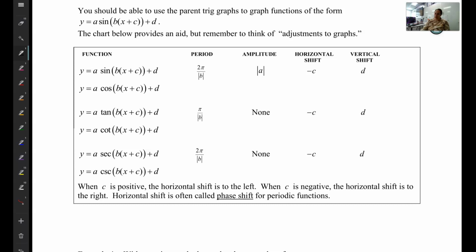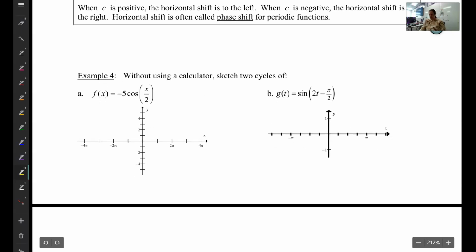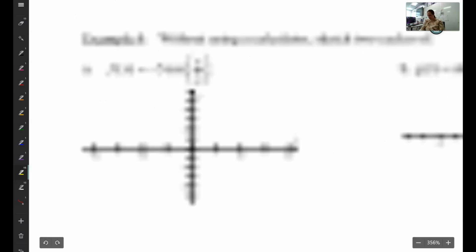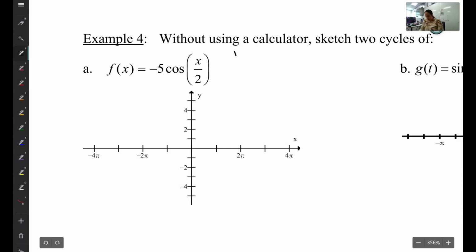Let's talk transformations of trig functions. We have four main transformations: period, amplitude, horizontal shift, and vertical shift. Let's do some examples to show them. We have amplitude, which I usually put first because it's easiest, and then vertical shift, horizontal shift.